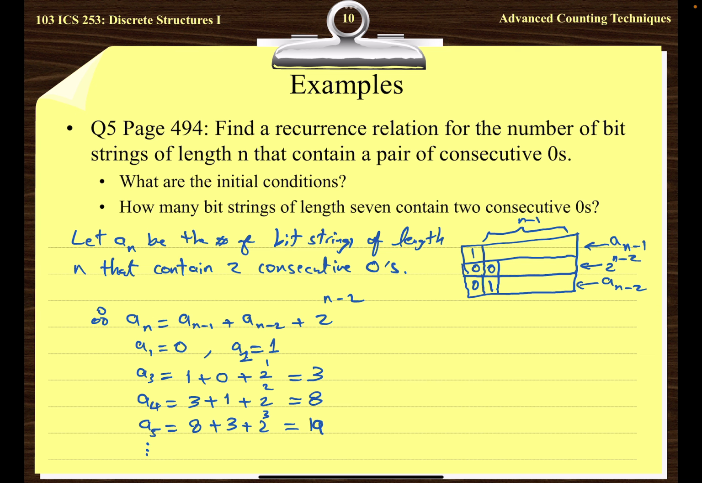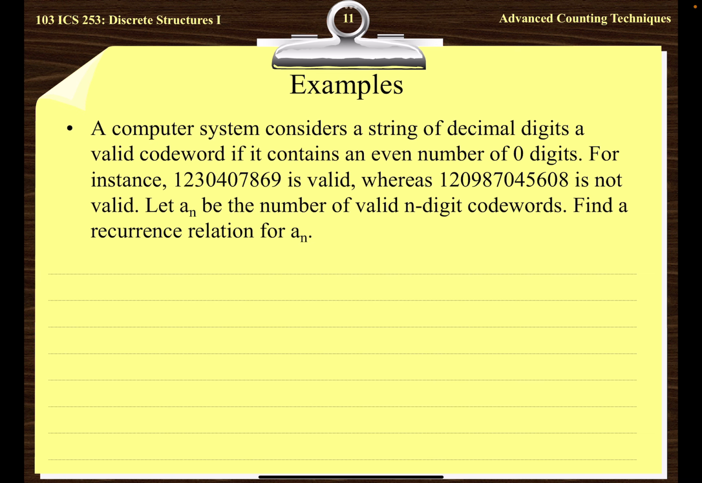Let's look at this. I'll give you 3 minutes to think about it, and then we will do it together. A computer system considers a string of decimal digits a valid code word if it contains an even number of 0 digits. For example, 123040 7869 is valid because it has 2 zeros. If it has no zeros, valid or not valid? Valid, right? Whereas 12098704568 is not valid. Why? Because it has 3 zeros, an odd number of zeros.